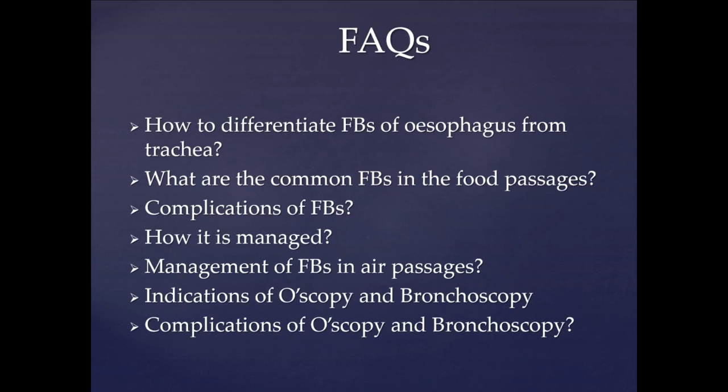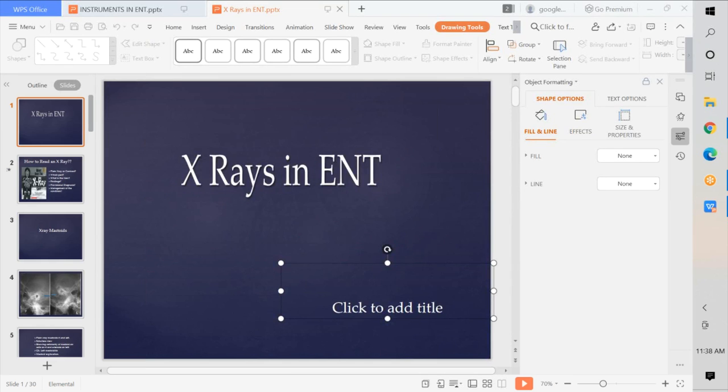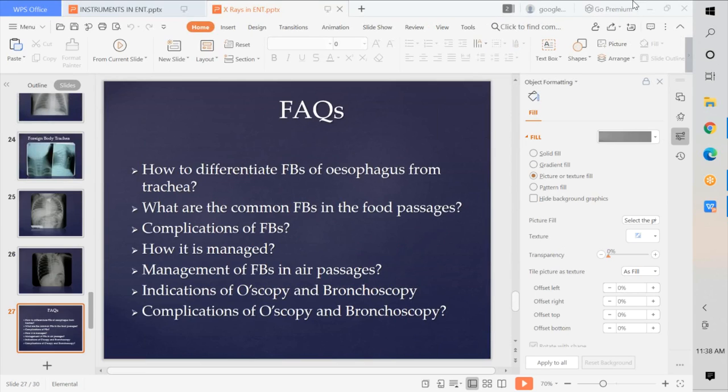So these are the related questions. How will you differentiate between the foreign body of the esophagus and the trachea? Common foreign bodies in the esophagus and the trachea. Complications. Management of foreign bodies in air passages. Indications of esophagoscopy and the bronchoscopy and complications. So usually you will keep these 5 X-rays in your final examination.